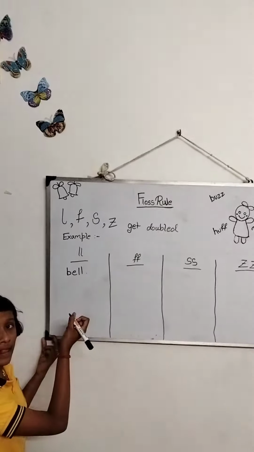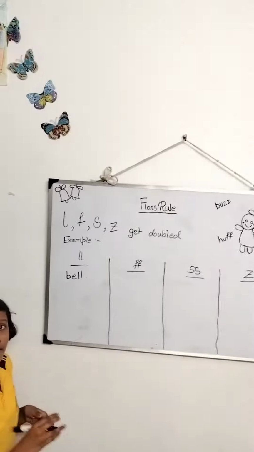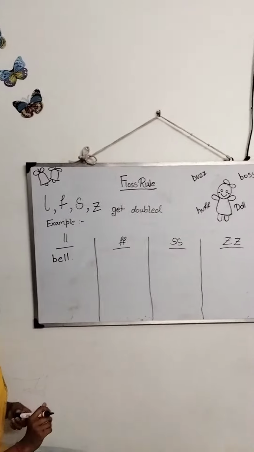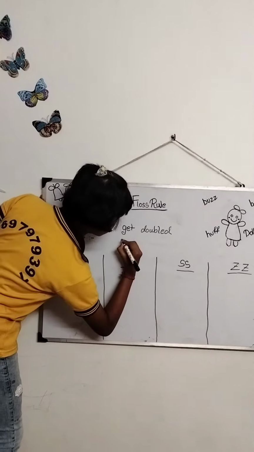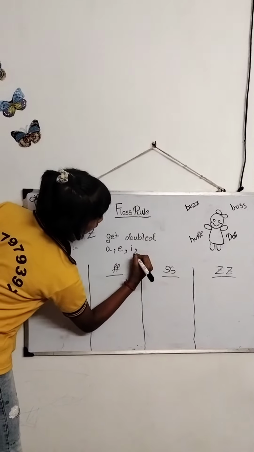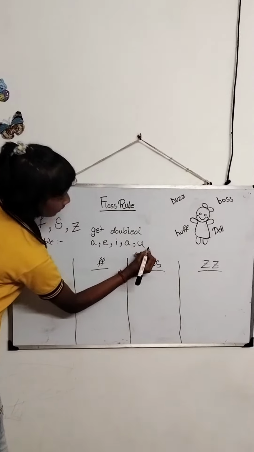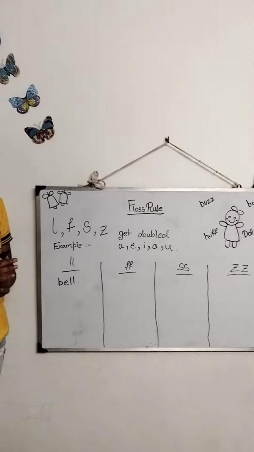It will be doubled. Not all sounds, right? If there is a short vowel, write down the short vowel, please. A, E, I, O, U. After that, the sounds L, F, Z, S will be doubled.